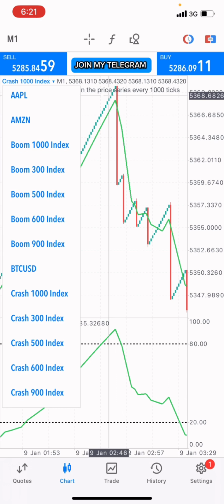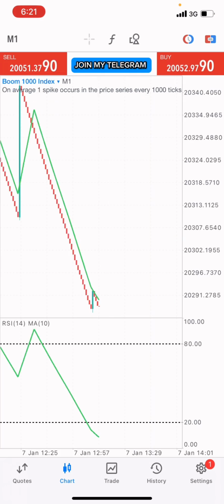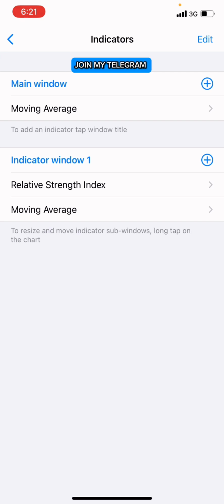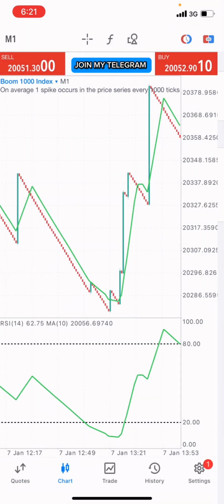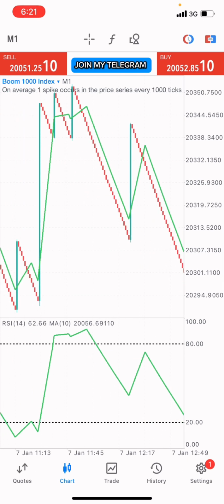All right, so now we're gonna do this on the Boom 1000 index. Go over to the boom market right here, Boom 1000 index. We are using the same parameters: moving average, relative strength index, and so how do you catch a spike and get a sell opportunity?